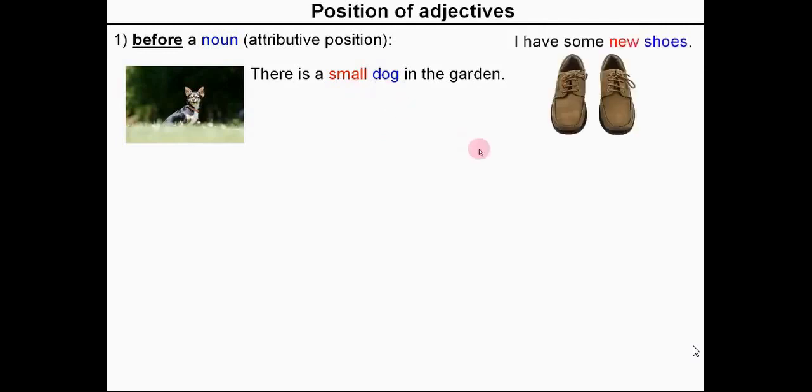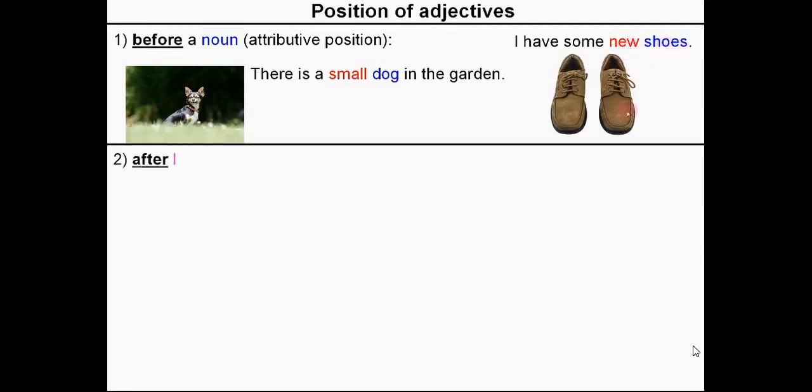I have some new shoes. So the adjective new is before the noun shoes. And the second main position of adjectives is after link verbs. So after a link verb. And we call this position the predicative position.